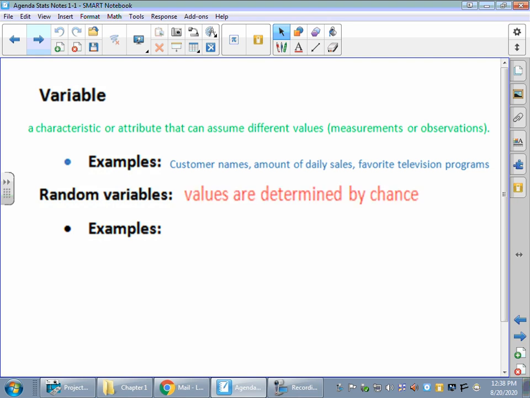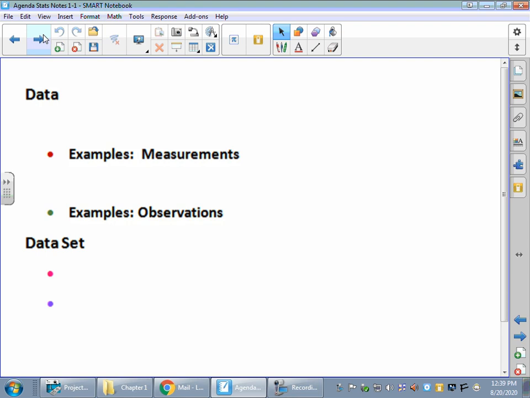Random variables are values that are determined by chance. So a roll of a die, a lottery winner, a slot machine, maybe, could be debated, those kinds of things. Picking a queen if you've got a deck of cards, all those things.